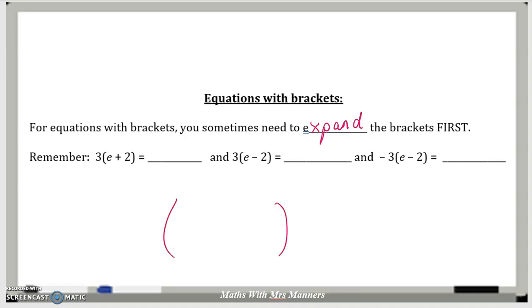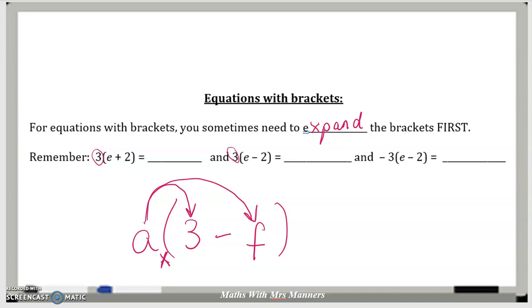a set of brackets, and sometimes you'll have a number. So in these examples, I've put a number out the front of the bracket. Sometimes you might have a pronumeral, and then you'll have some terms inside the bracket. And to expand the bracket, it means to multiply the term outside the bracket by all the terms inside the bracket. So multiplication is the operation you'll be carrying out.